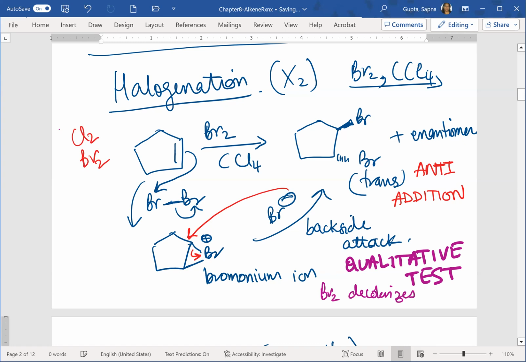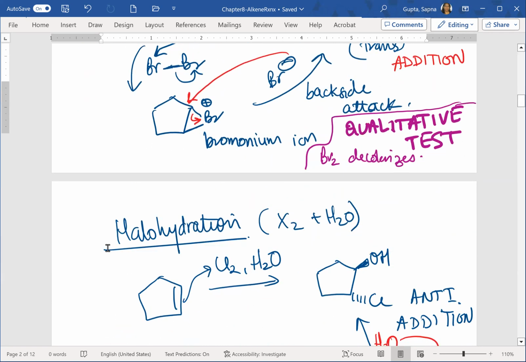Here, I'll just write that over here. And bromine, as I said, is a red colored liquid. And so that is how you know it's a positive. So if you don't have an alkene, the solution should stay red. Okay, but if you have an alkene, then it should go colorless, all right, from there.